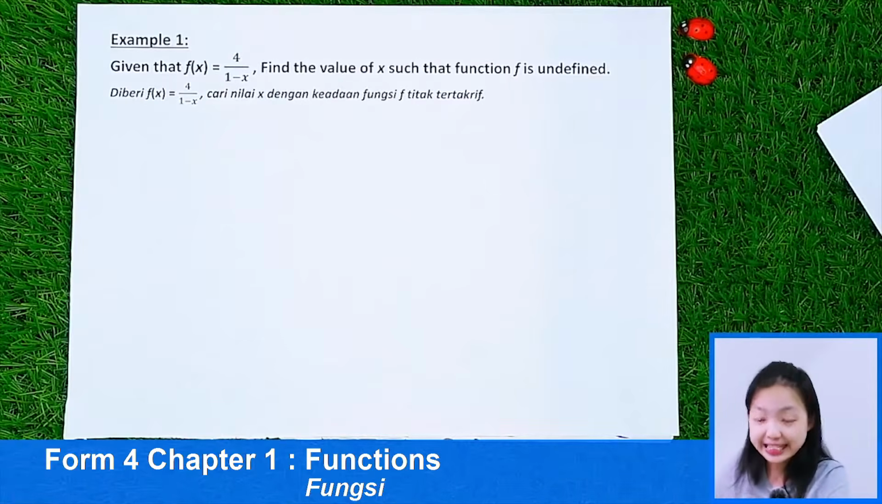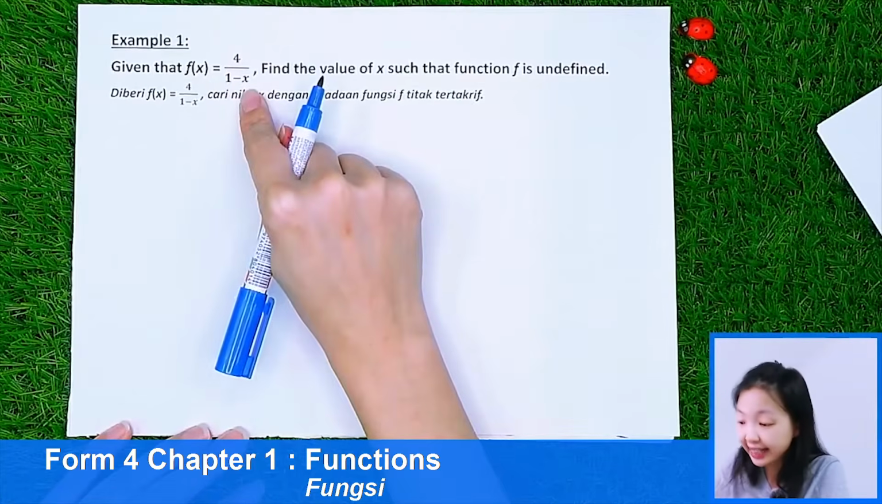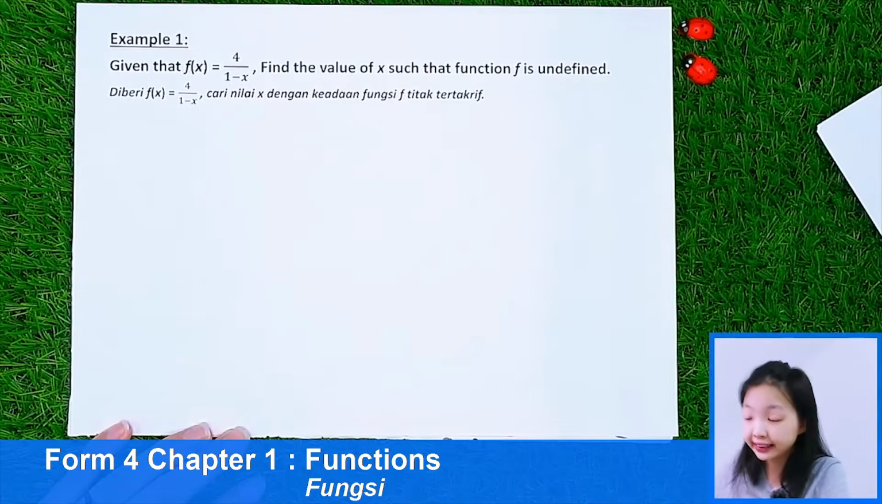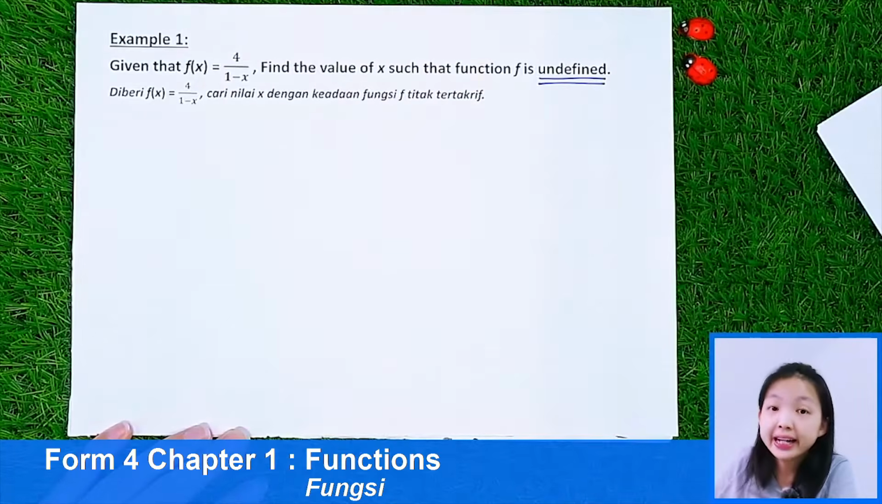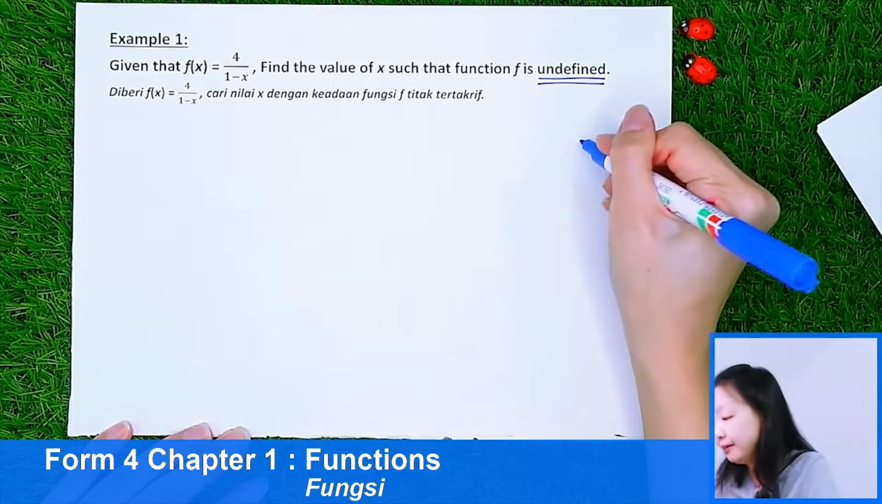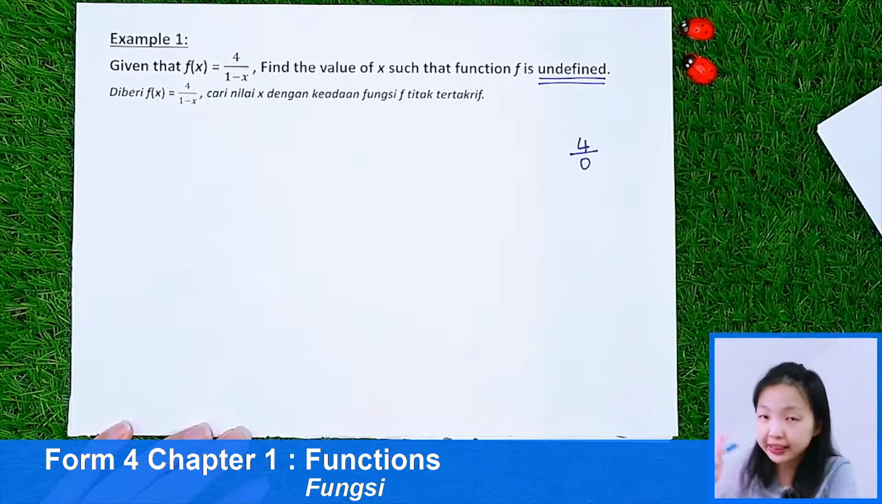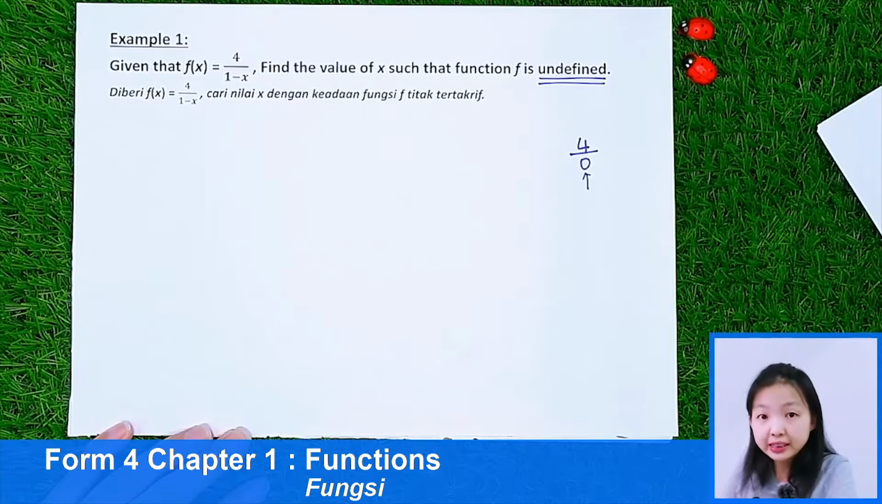Let us go to example 1. Given that f(x) equals 4/(1 minus x), find the value of x such that the function f is undefined. So let us understand what is meant by undefined. Let me show you. 4/0. If you press your calculator, what will be the answer? Math error. That's what is meant by undefined. When your denominator is equal to 0, the function will be undefined.